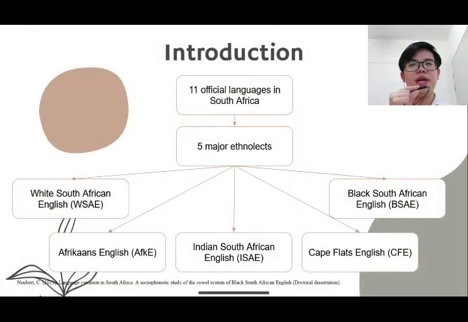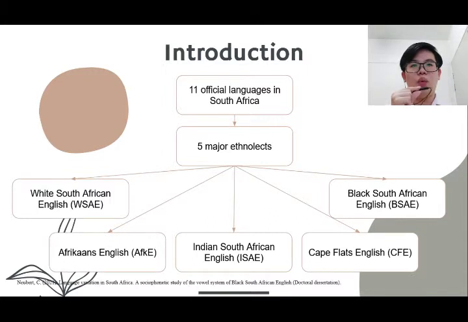To begin the presentation, there are 11 official languages in South Africa, with English being the second language and lingua franca. South Africa has its own localized variation of English known as South African English. This variation has 5 major ethnolects such as White South African English, WSAE, Afrikaans English, Indian South African English, Cape Flats English, and Black South African English.